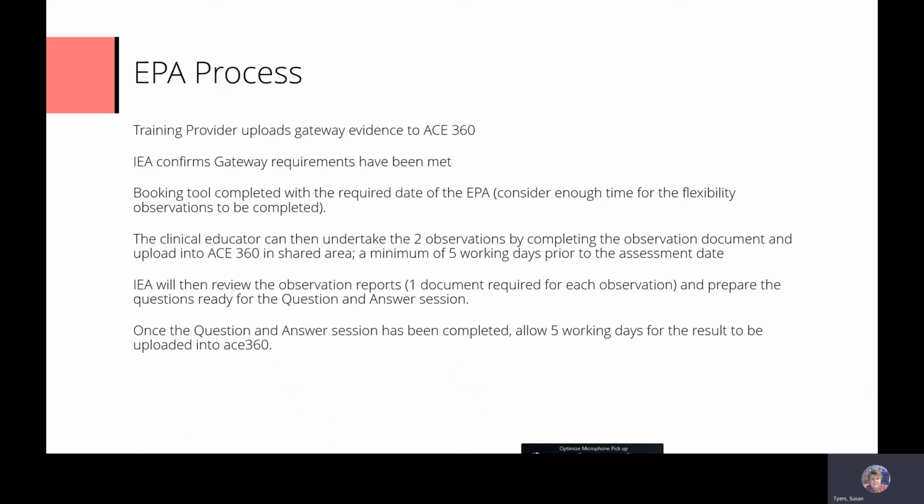The clinical educator can then undertake two observations by completing the observation document and uploading it into ACE 360 in the shared area. We request a minimum of 5 working days prior to the Q&A taking place. That gives time for our endpoint assessor to review the two observation documents. Once the question and answer session has been completed, allow 5 working days for the results to be uploaded into ACE 360.